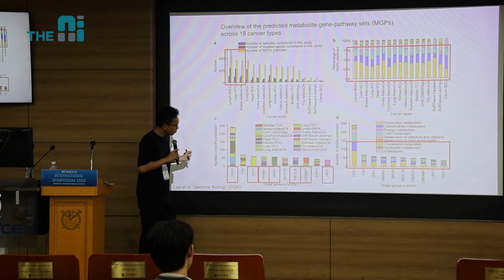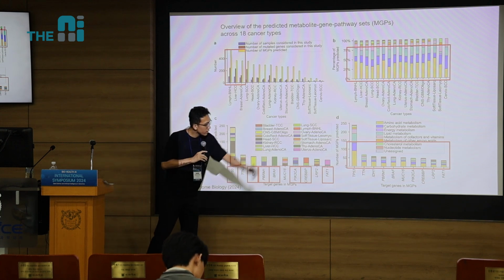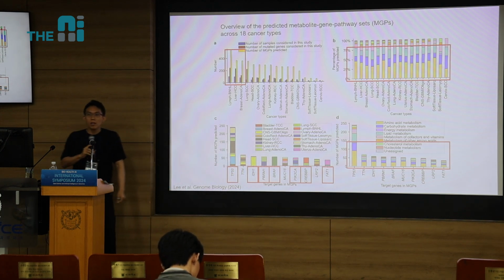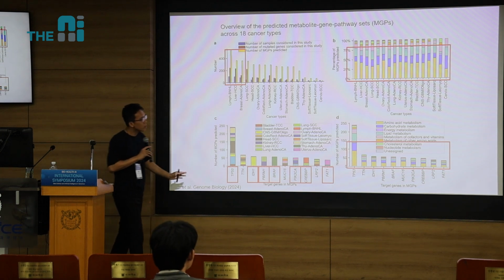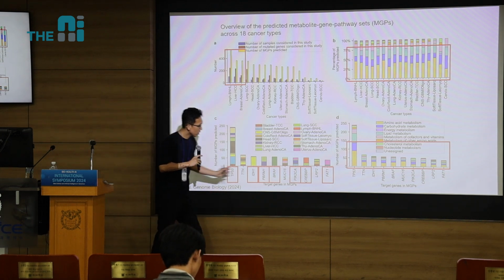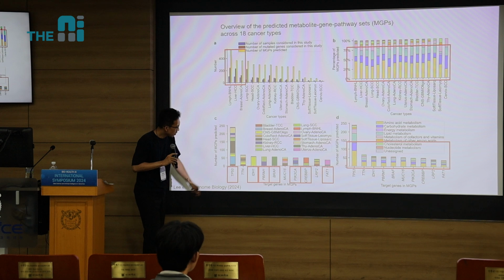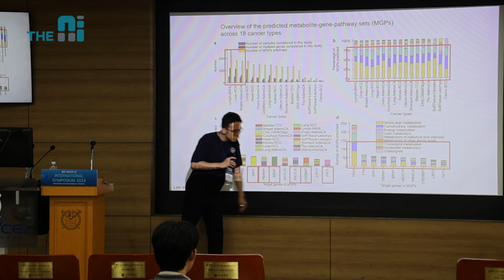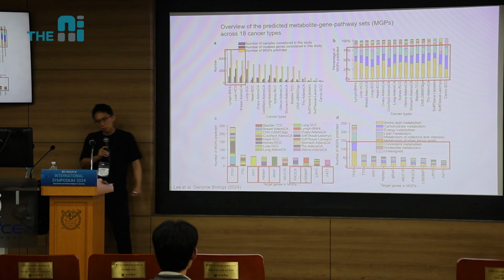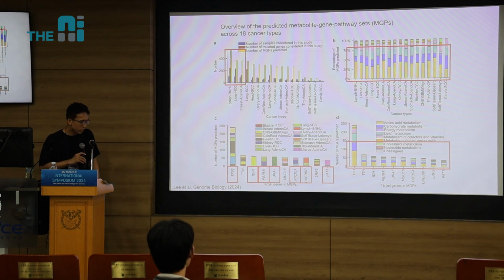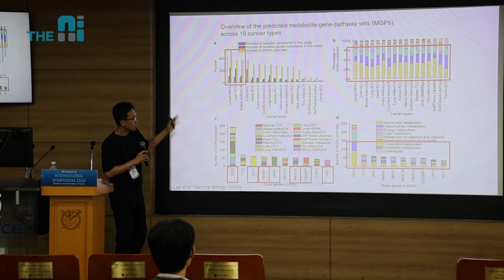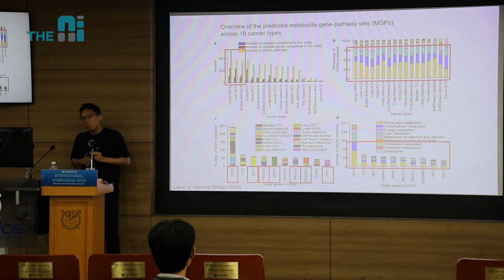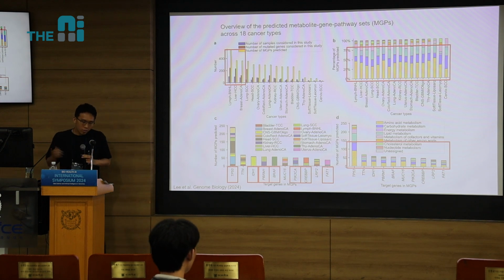And if we sort the genes that were predicted to be associated with oncometabolite candidates, these are the top 10 genes. We see that very well-known cancer driver genes were predicted to be associated with oncometabolite candidates. So overall, the predictions appear to be consistent with what has been reported in the literature.